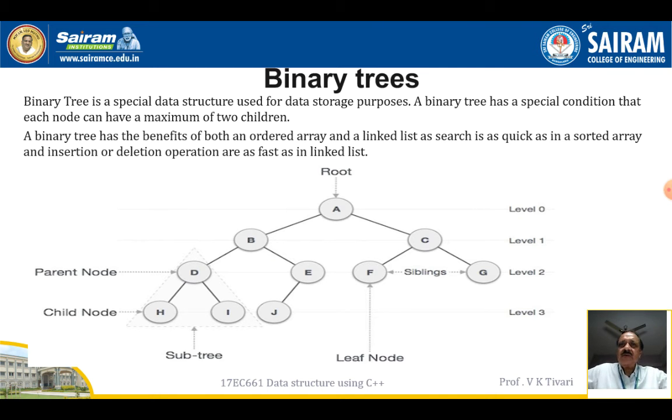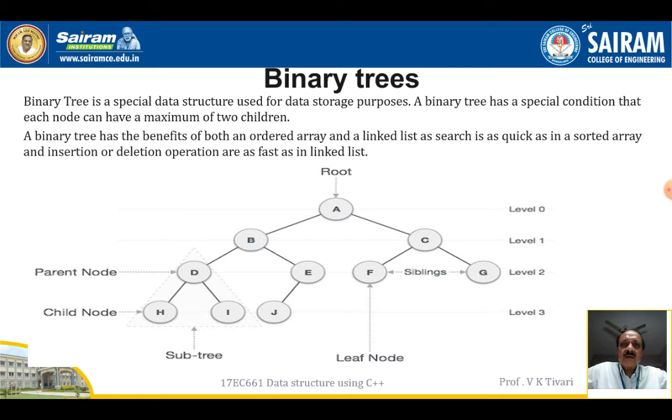Binary tree. A binary tree is a special data structure used for data storage purposes in C++. A binary tree has a special condition that each node can have a maximum of 2 children. A binary tree has the benefit of both an ordered array and a linked list: search is as quick as in a sorted array, and insertion or deletion operations are as fast as in a linked list. It is defined in the figure.